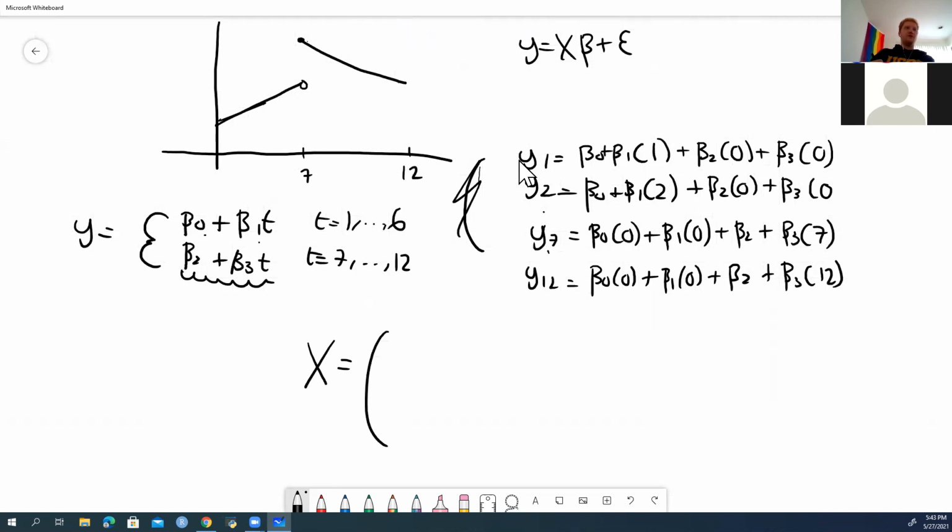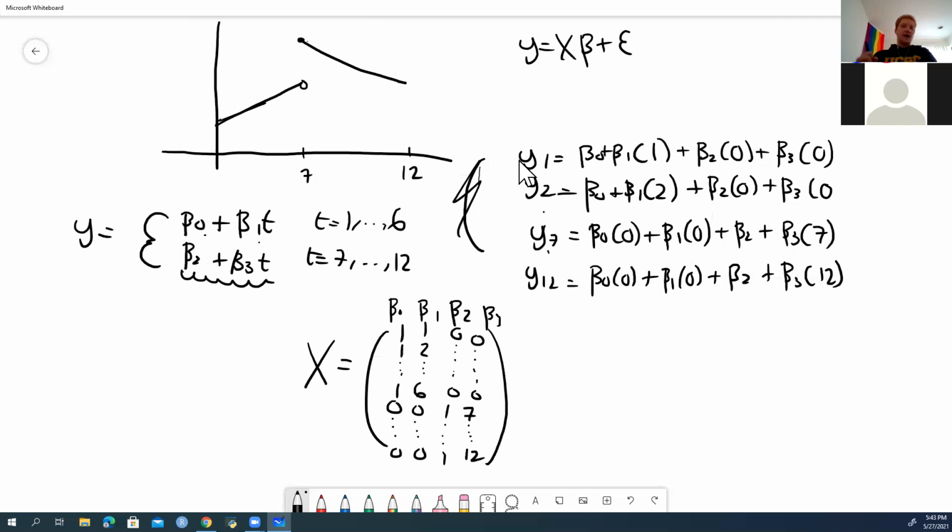This would be, for example, 1, 1, 1s, and then zeros. So this is for beta naught. For the beta 1 column, we get 1, 2, up until 6, and then we get zeros. And then for beta 2, we would actually get zeros and then 1s. And beta 3, we get, again, zeros and then 7 through 12.